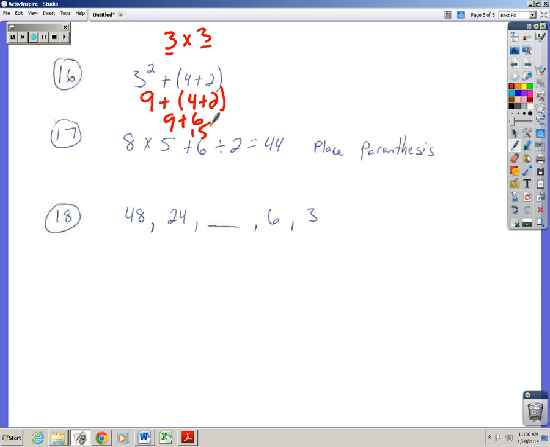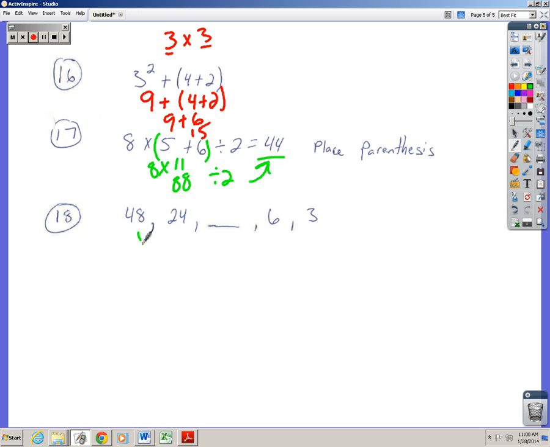Number 17. 8 times 5 plus 6 divided by 2 equals 44. We need to place in the parentheses of where they should go to make us have a value of 44. If I do 6 divided by 2, I get a 3, 43. 8 times 5 is 40. That wouldn't work. Let's put 5 and 6 and get 11. 8 times 11 equals 88. 88 divided by 2 is 44. So my parentheses should go around 5 plus 6 so that I solve that first.